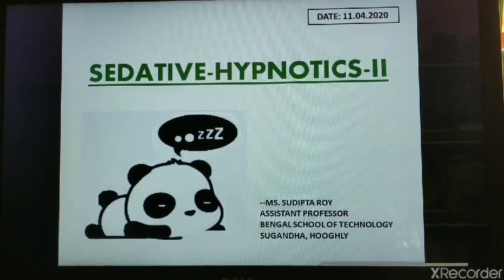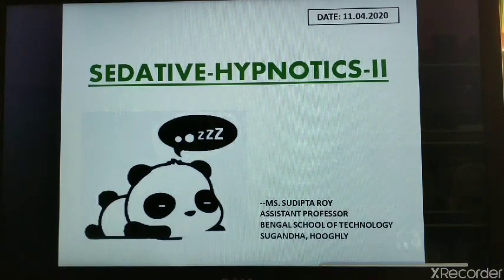Now, sedatives are those drugs which suppress excitement and calm the subject without inducing sleep, but to some extent drowsiness may be produced, whereas hypnotics are the drugs which induce and maintain sleep, which is very similar to that of normal arousable sleep. So sedatives and hypnotics are both CNS depressant drugs, but they differ in their time action and dose action relationships.